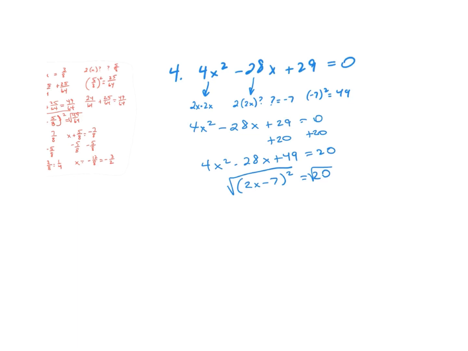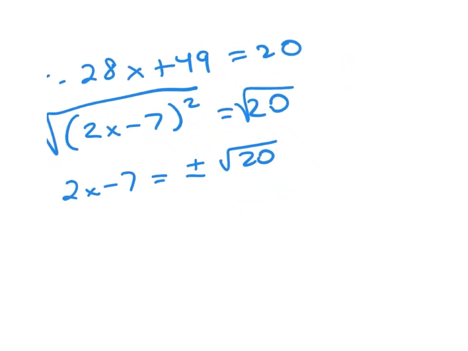So when it's irrational, we don't want to necessarily round. We don't take the square root and then round to the nearest tenth. Instead, we're going to leave it under the radical symbol. So knowing that, I have my 2x minus 7, and that's going to be equal to either positive or negative the square root of 20.